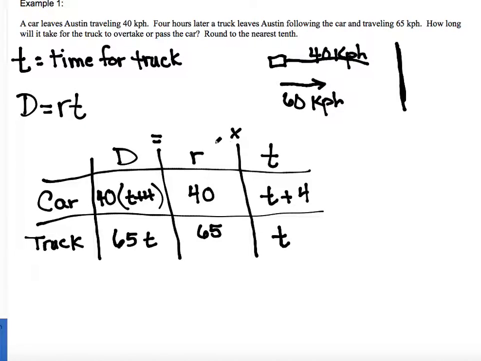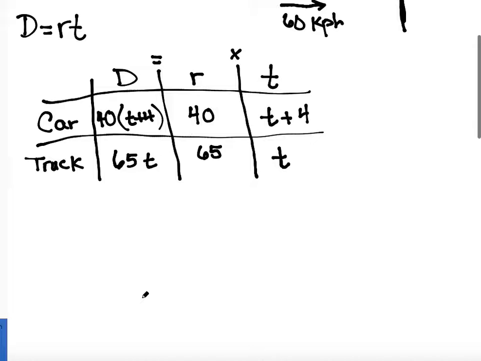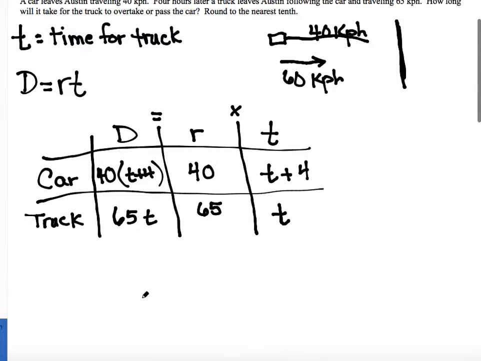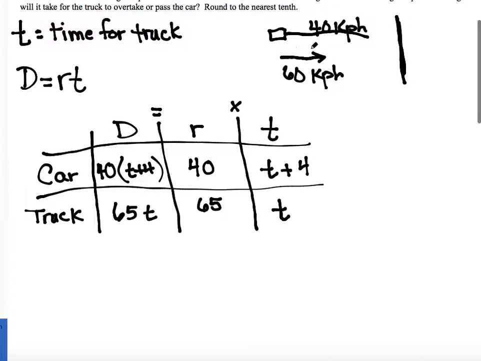Okay, so again, you're going to always fill in the rate boxes, fill in the time boxes, and then you're going to multiply them to get your distance boxes. Okay, we're going to use that information to set up our equation. So again, going back to my picture, I have the car traveling, I have the truck traveling. I want to know when they are at the same spot.